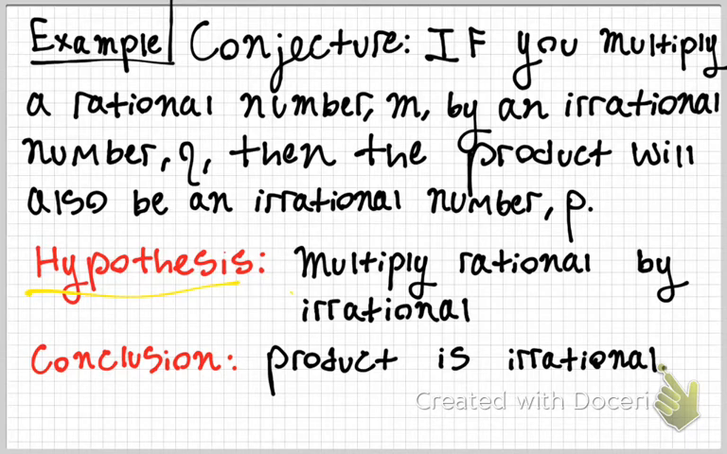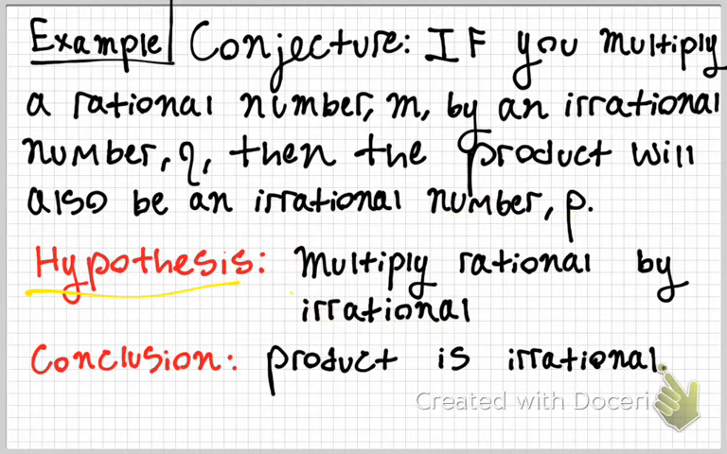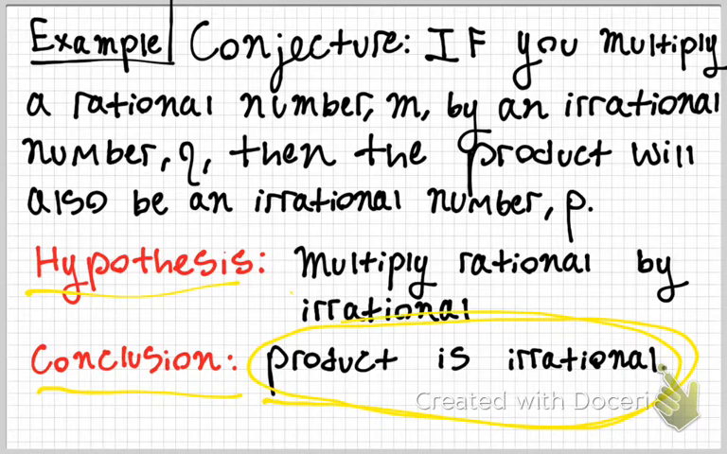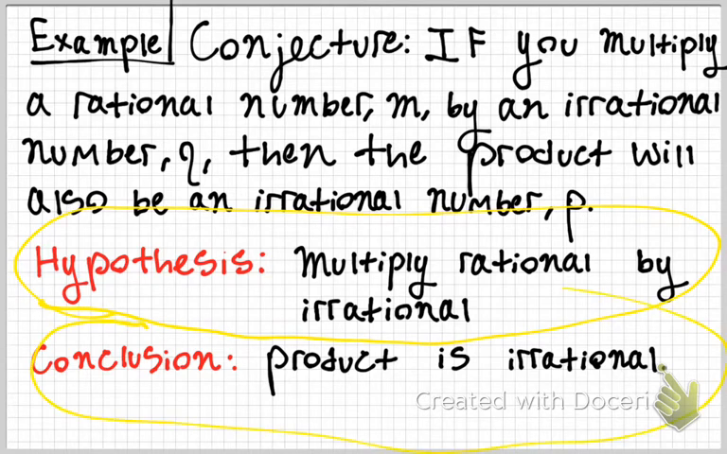Hypothesis: multiply rational number by irrational number. If I multiply a rational number by an irrational number, then I get this conclusion: product is irrational. All right. So this is my hypothesis. I got my hypothesis written out, and then I got my conclusion written out.